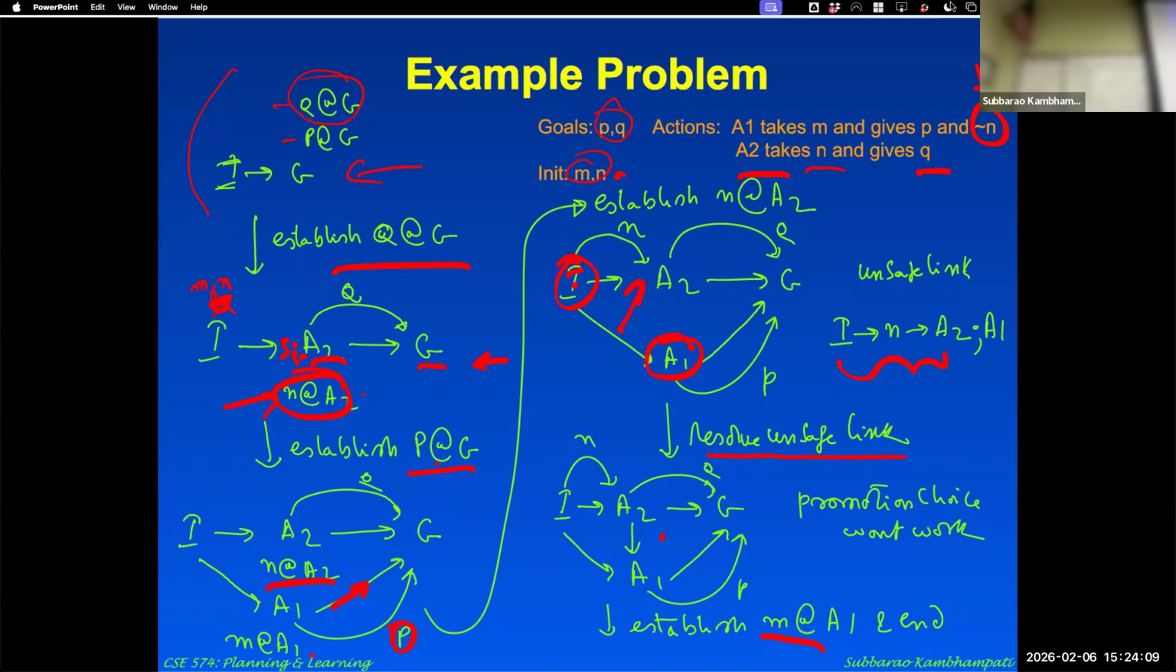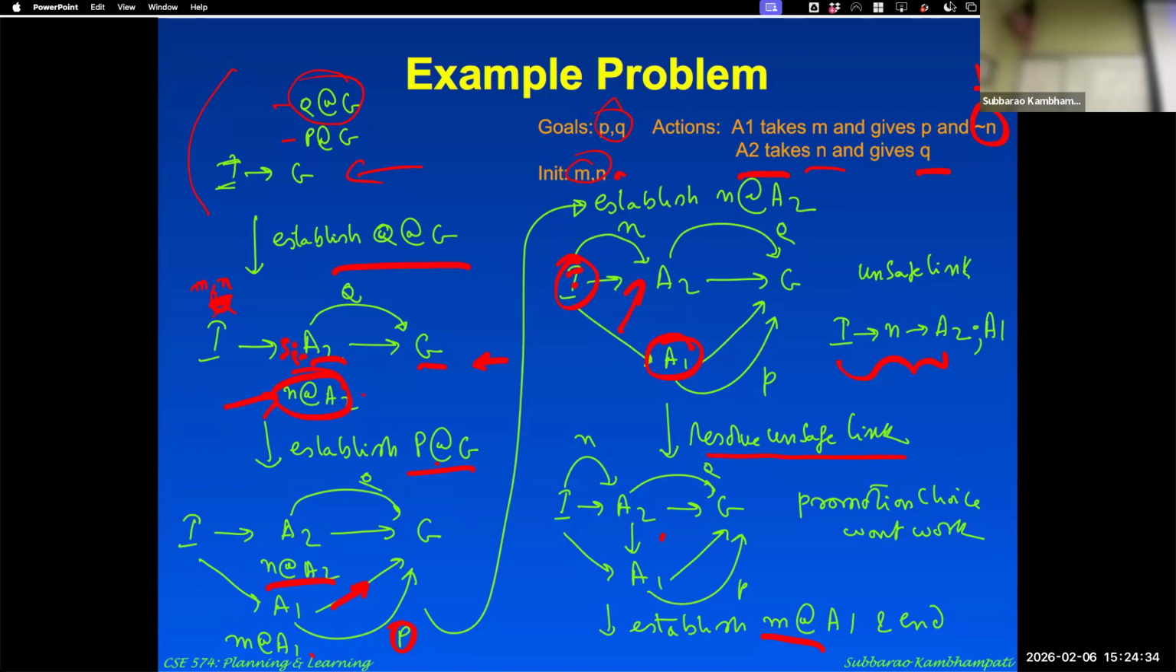So nobody is actually killing P or Q. So there is still no problem. Right now, there are no unsafe links. You can see that, right? I mean, it's painful for you to see, but it's very easy to write code that checks every causal link, checks if there is a step that can possibly come between, and if it has a negative other condition.